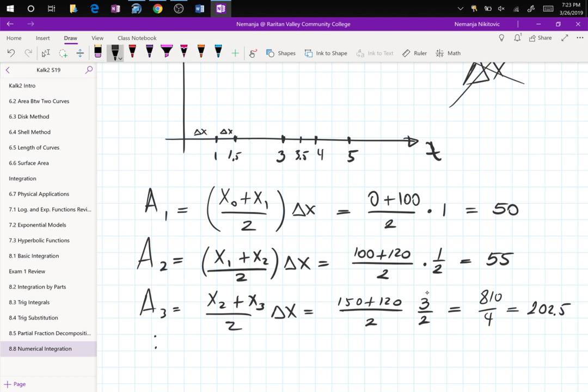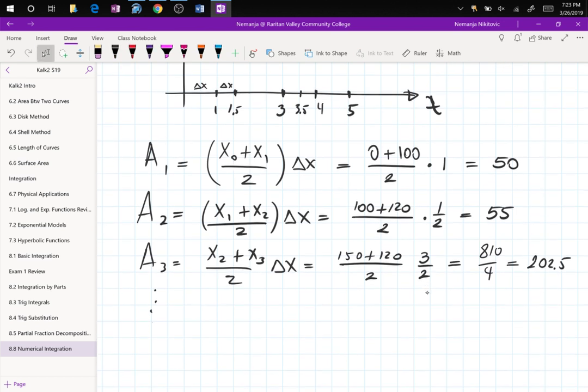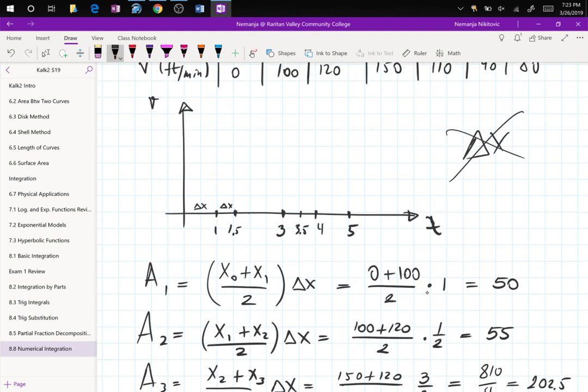Can you just go in this fashion? Calculate all of them, all the way from A1 to A6, because we have 1, 2, 3, 4, 5, 6 trapezoids. There is one more rule called Simpson's Rule, but I guess you want to go. Yeah, it's 7.5.